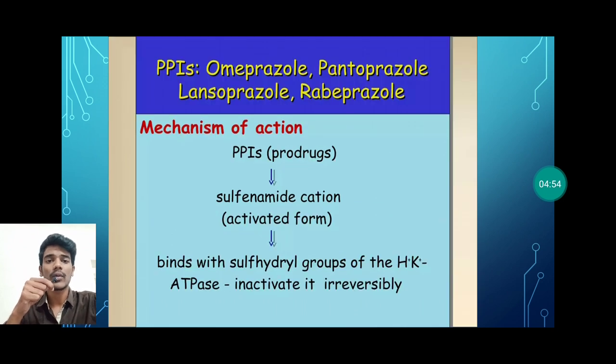Now, second, that is proton pump inhibitors. It includes omeprazole, pantoprazole, lansoprazole, rabeprazole. And now, see its mechanism of action. Proton pump inhibitors are prodrugs. These get activated in the form of sulfenamide cation, and then this binds with the sulfhydryl group of H plus K plus ATPase and finally inactivates it irreversibly and suppresses acid secretion in the stomach.